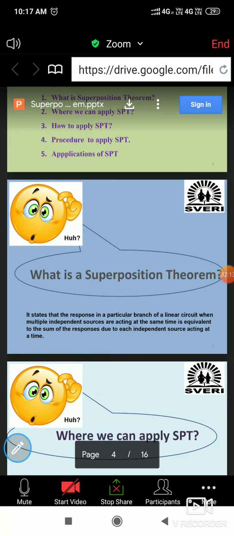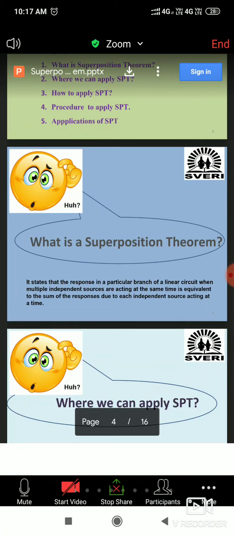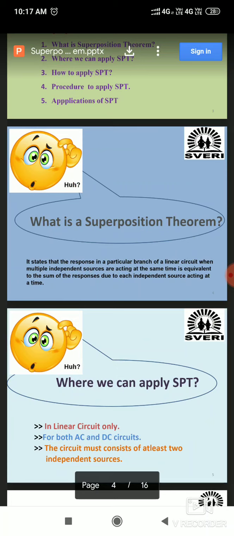Once again I will repeat, the algebraic sum of responses caused by individual sources acting alone while all other sources are non-operative. Mark and underline non-operative.